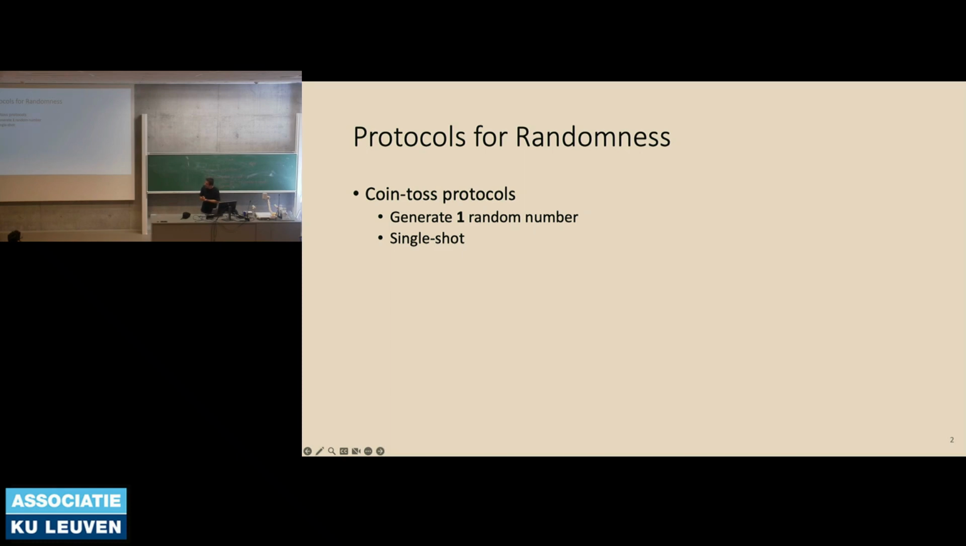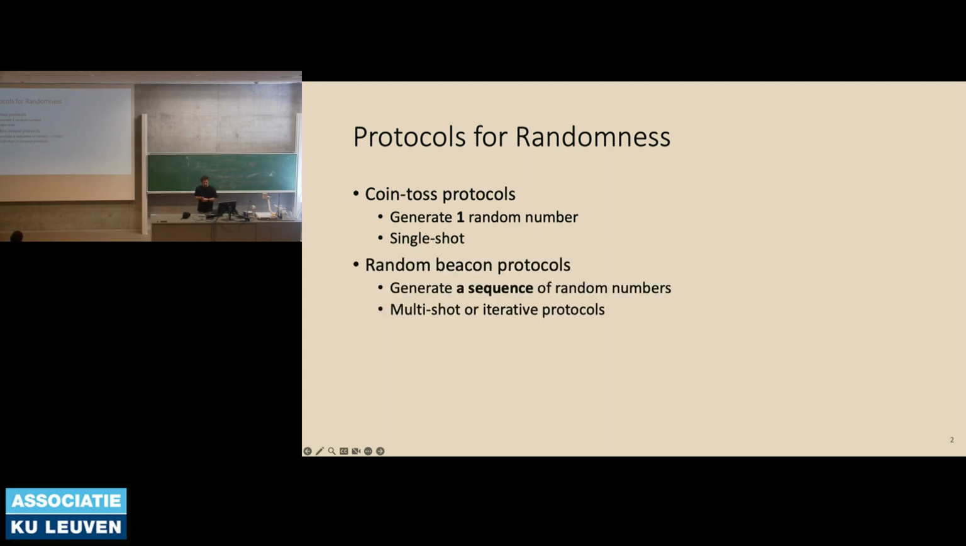Okay, so let's dive right in on the history of some randomness. So there's a protocol called coin toss protocols. These are historically used to generate one random number. So it's a dedicated protocol that a bunch of parties run, and they'll generate one random number. So it's used one time.